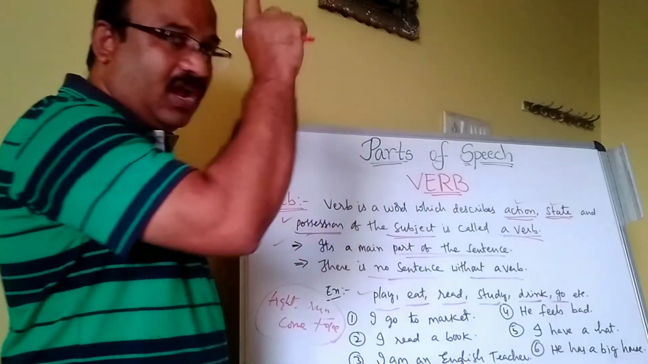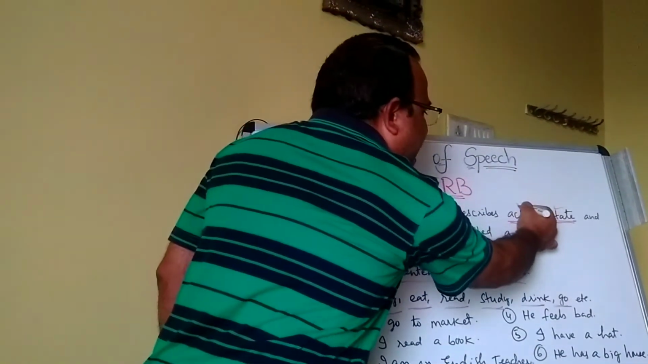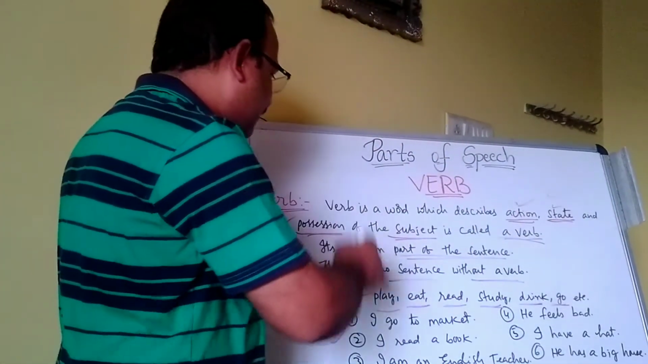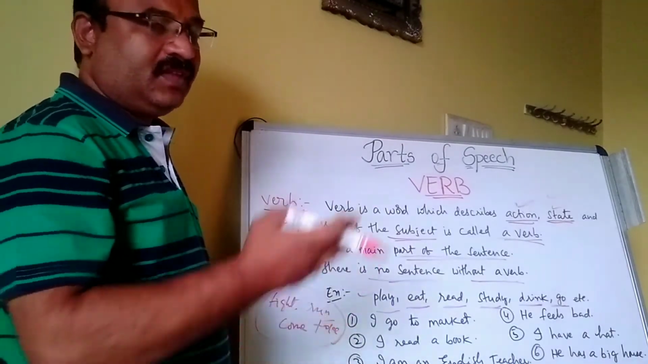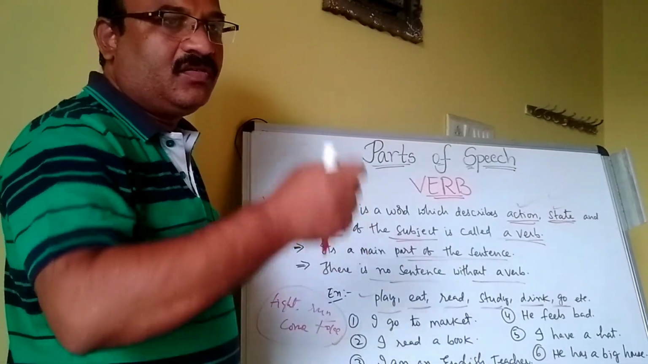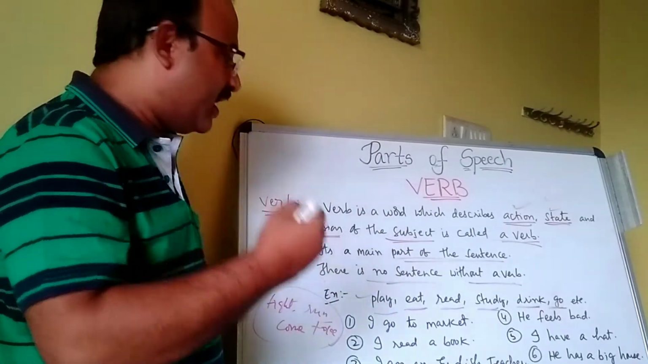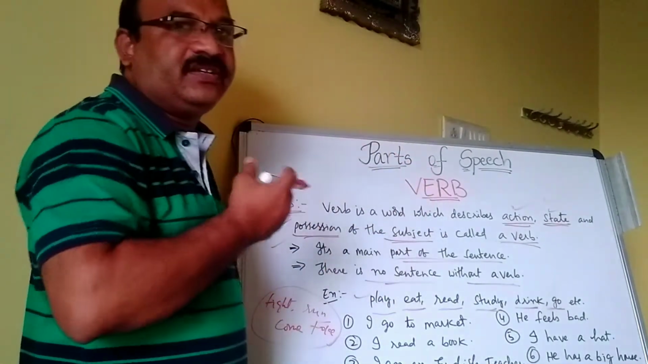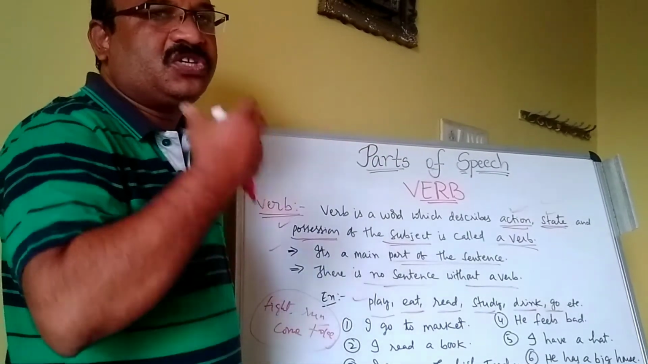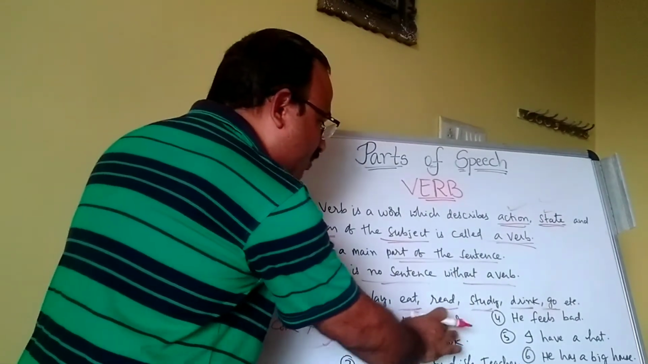I go to market. Here, we already discussed the definition. What is the definition? Verb is a word that describes the action of the subject, the state of being of the subject, and the possession of the subject. Action means physical action: go, run, write, and eat. These are physical actions. State means position of the subject. And possession means having, ownership.